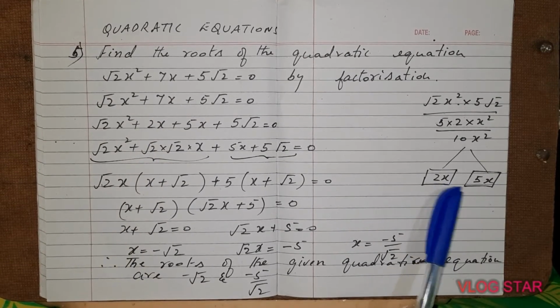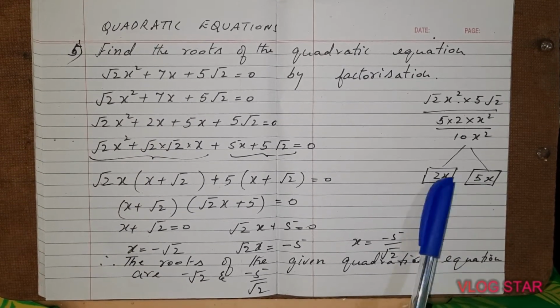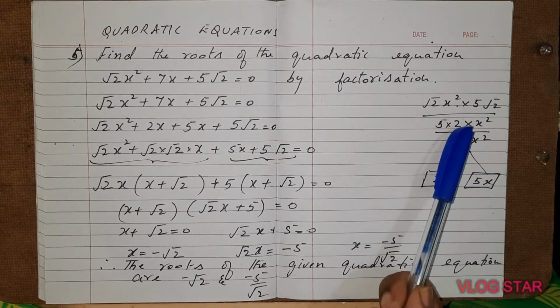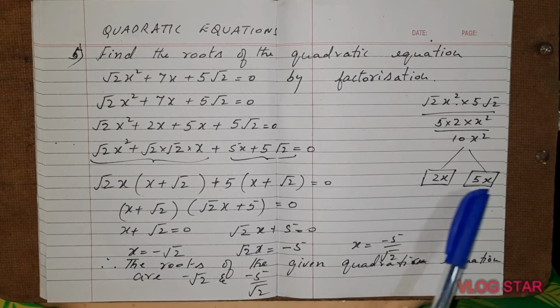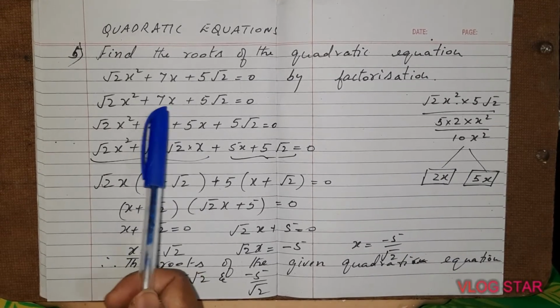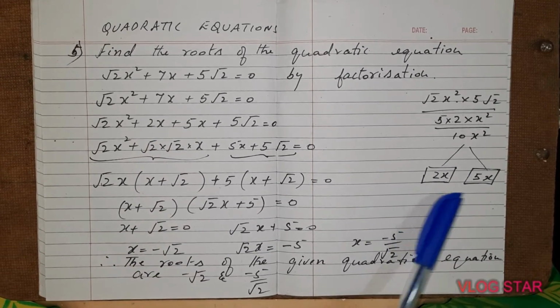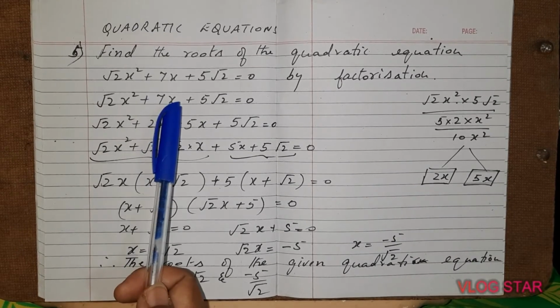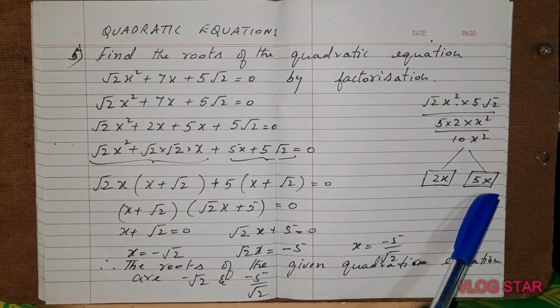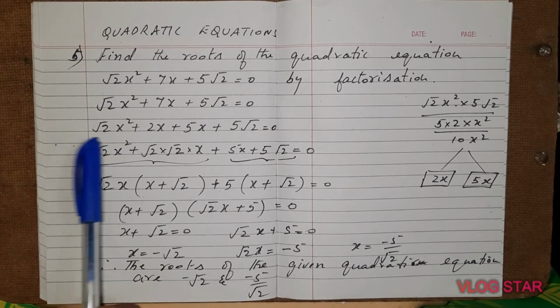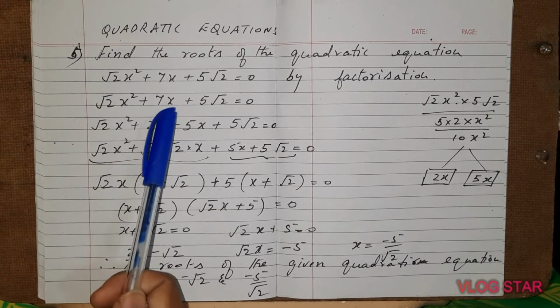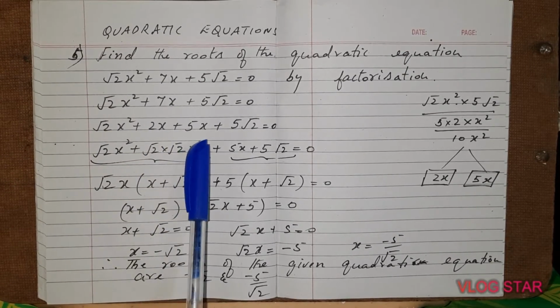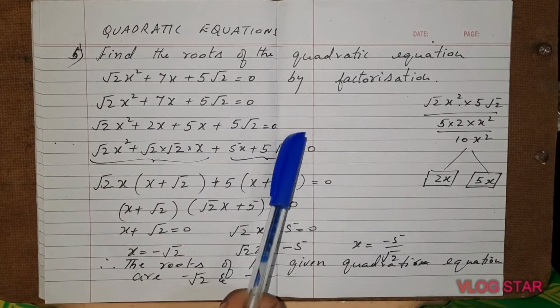So if you take 2x and 5x, when you multiply these two, you will get 5 2s are 10, x into x is x square. When you add these two, 2x plus 5x is 7x. You will get the center number. So we have to take 2x and 5x instead of 7x. So let us take root 2x square plus, instead of 7x, you have to take 2x plus 5x plus 5 root 2 is equal to 0.